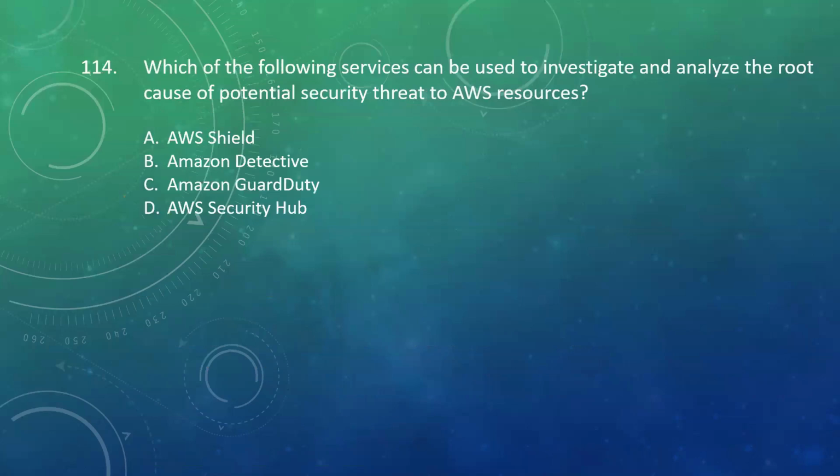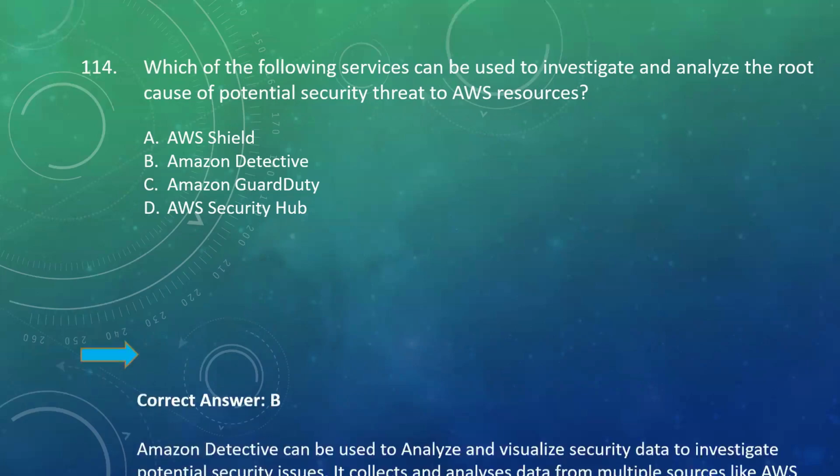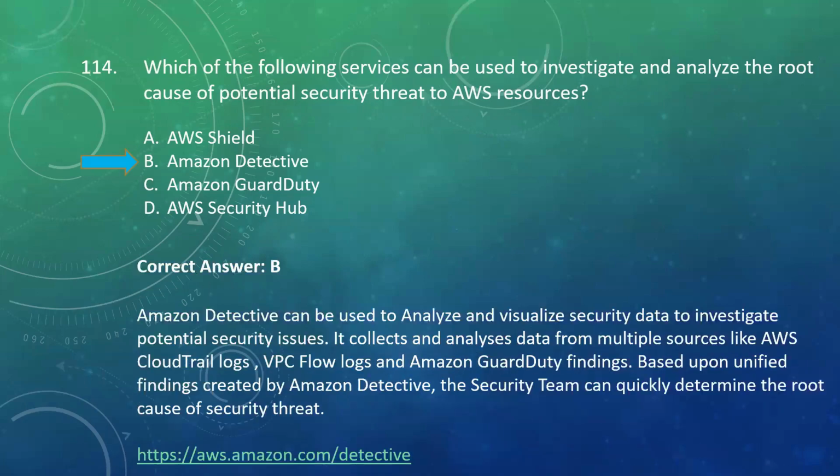Next question. Which of the following services can be used to investigate and analyze the root cause of potential security threat to AWS resources? Your options are AWS Shield, Amazon Detective, Amazon GuardDuty, AWS Security Hub. So the right answer is Amazon Detective.